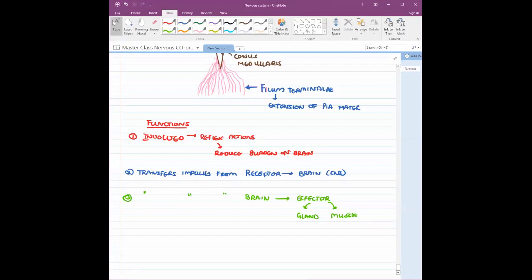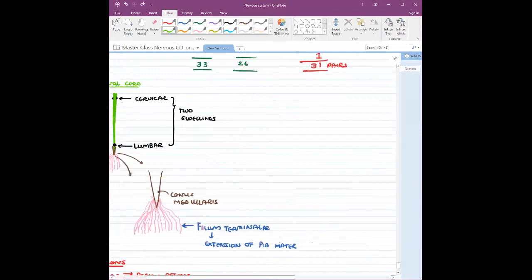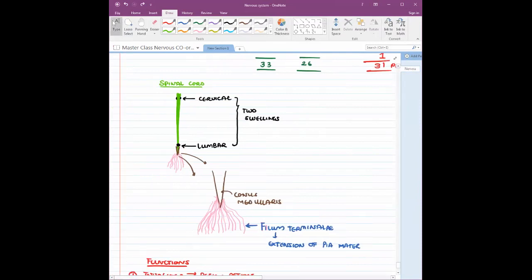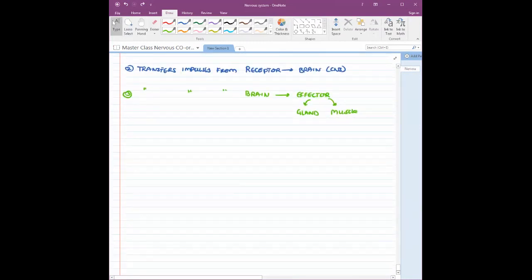Now we are going to go into the TS. The TS of your spinal cord, meaning what? You're going to cut the spinal cord like this, and you are going to look at it from the top view like this. You're looking at it like this. So that is your TS. Now let's try to see how this is really going to look.